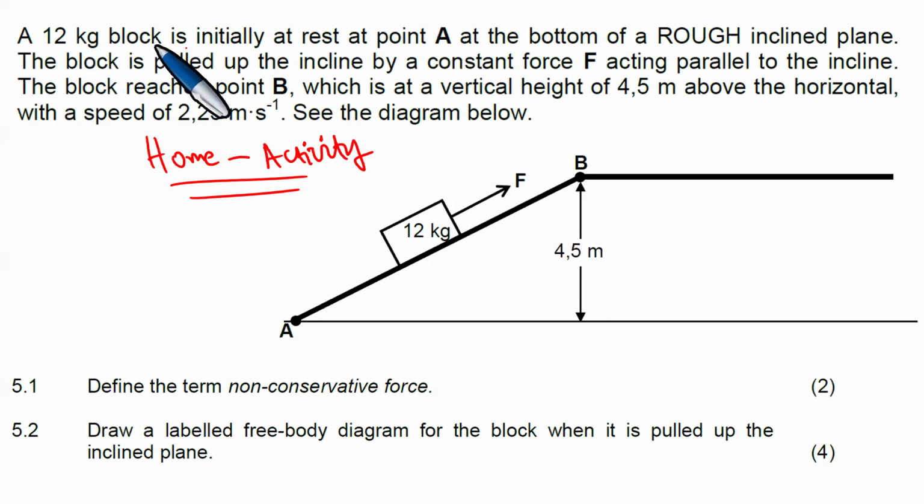A 12-kilogram block is initially at rest at point A at the bottom of a rough inclined plane. The block is pulled up the incline by a constant force F, acting parallel to the incline. The block reaches point B, which is at a vertical height of 4.5 meters above the horizontal, with a speed of 2.25 meters per second. See the diagram below. Define the term non-conservative force.